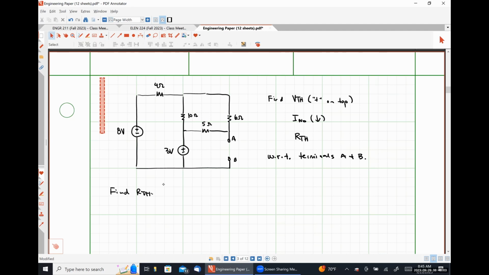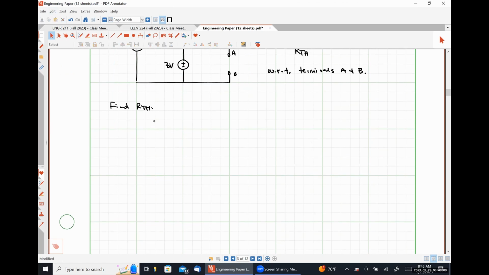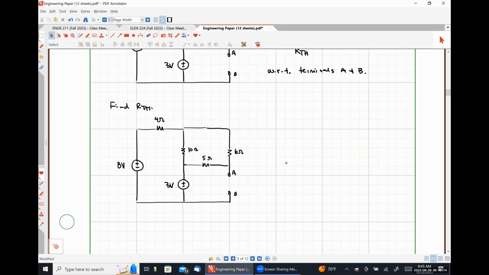So find our Thevenin equivalent resistance. What do we need to do? Turn off our voltage sources. We turn them off by short circuiting them, okay? So that's the short circuit. That's a short circuit, all right? Now we need to find the equivalent resistance looking in between terminals A and B.